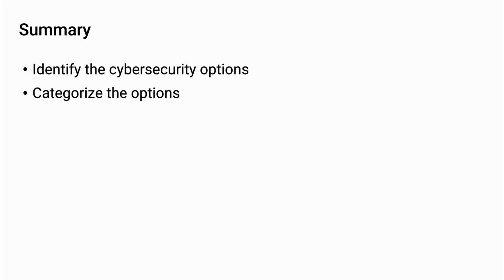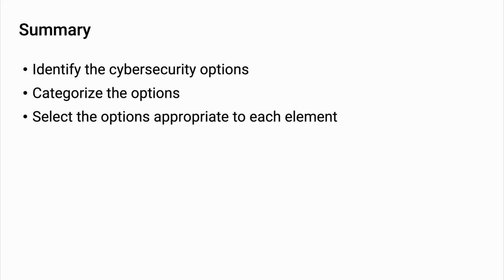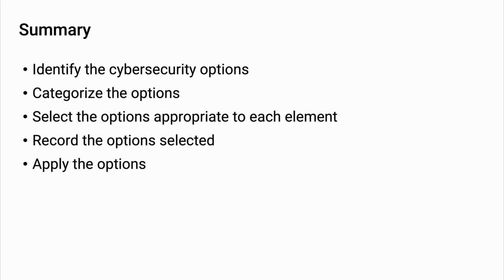Now let's review what's been covered. To summarize, our process is to first identify the cybersecurity options that are available, then to categorize those options so we'll know which ones we're going to focus on. Next, we're going to select those options which are appropriate to each element that the tool is going to be applied to. We're going to make sure that we record the options that have been selected so we know why we're doing these things and why we're not doing them. Finally, we're going to put those options into effect.